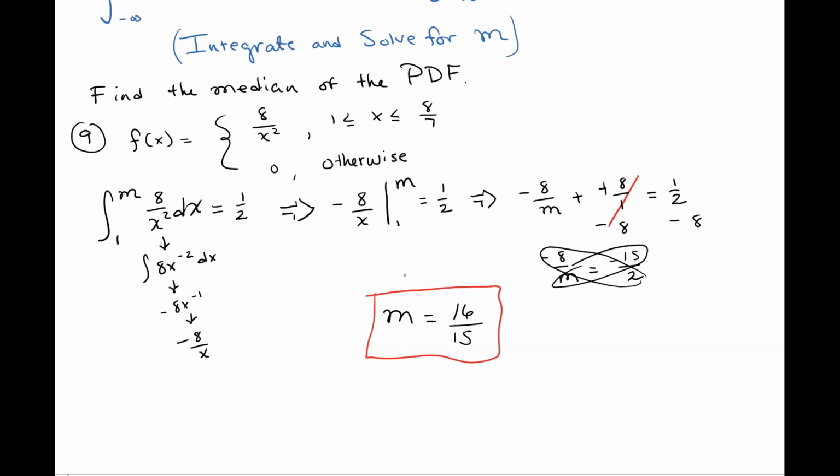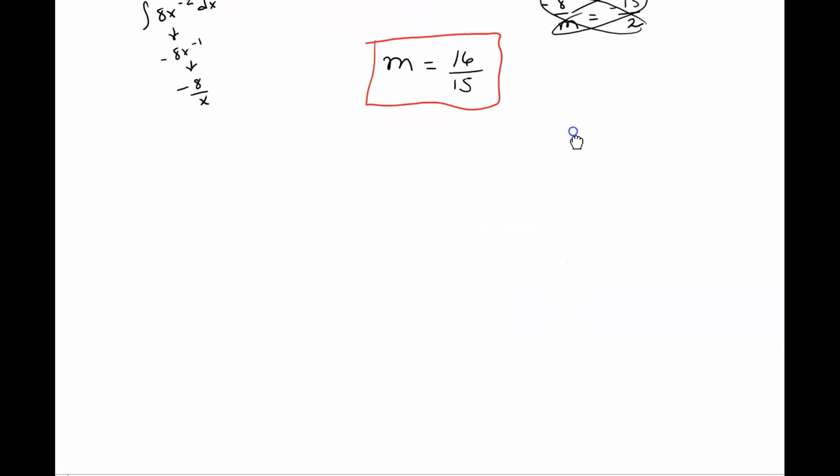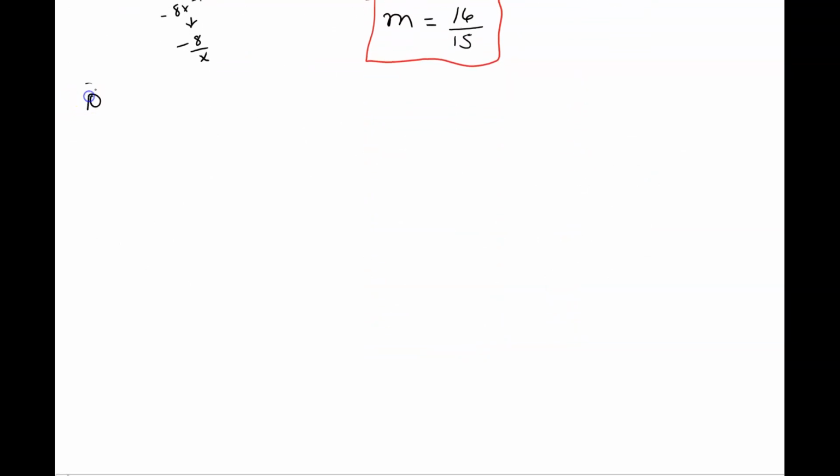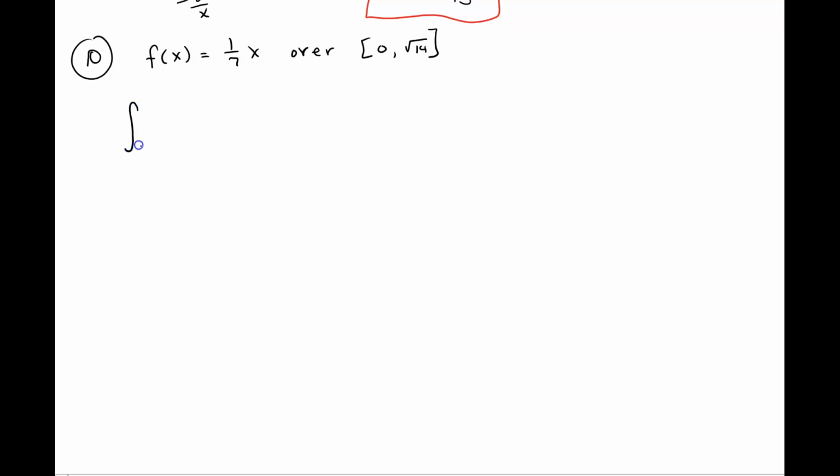All right, now let's take a look at one last example of the median. We'll call this one number 10. We're looking at the function f of x equals 1/7 x over the interval from, let's say, 0 to the square root of 14. Rather interesting interval. But here's our PDF, and we're looking for the median. So we're going to integrate from 0 to m, 1/7 of x dx. What does that look like? Well, we set that equal to 1/2.